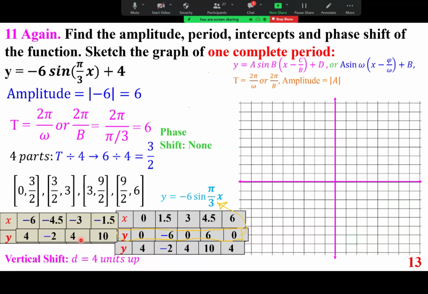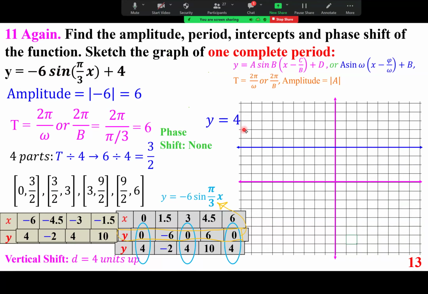So let's plot pairs. And this is y equals 4. Let's plot those. We're going to plot 0, 4, not 0, 0. 0, 4. We're going to plot 3, 4, and 6, 4. 0, 4. 3, 4. 6, 4. All of them were the x-intercepts, and now shifted up by 4 units.